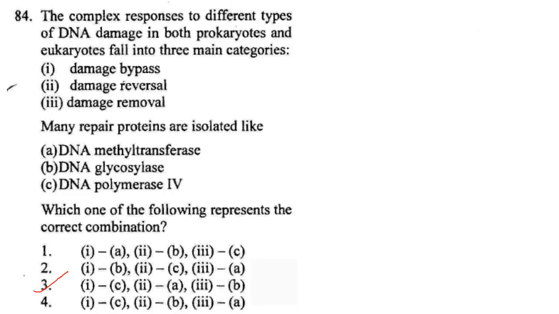Then next one. The complex responses to different types of DNA damage in prokaryotes and eukaryotes fall into three main categories: damage bypass, damage reversal, damage removal. Many repair proteins are isolated like DNA methyltransferase, DNA glycosylase, DNA polymerase 4. Which of the following represent the correct combination?